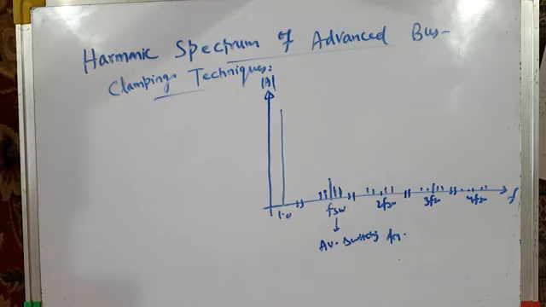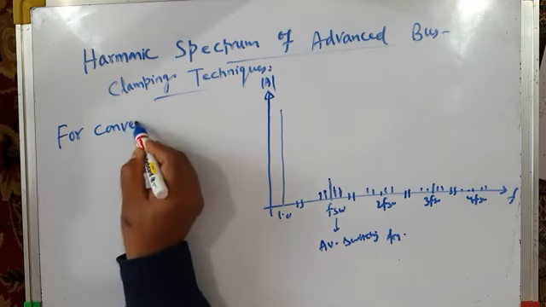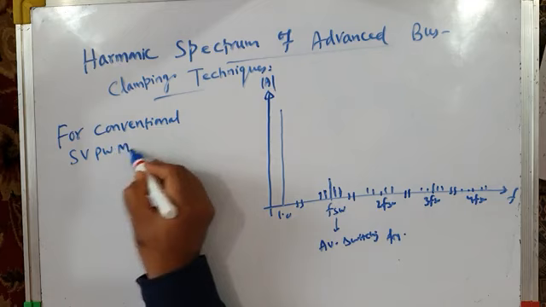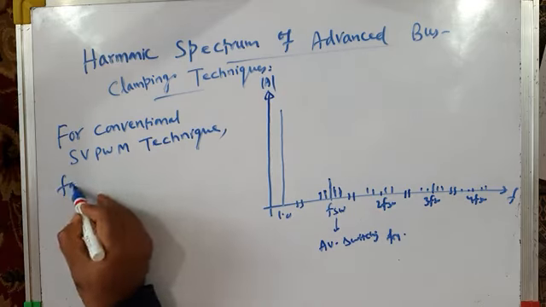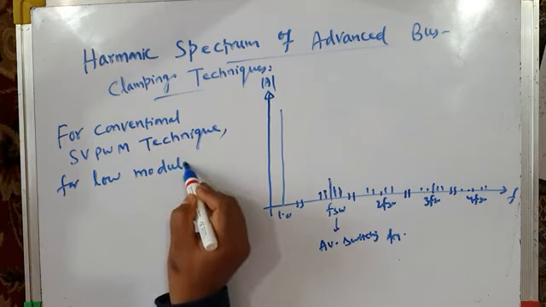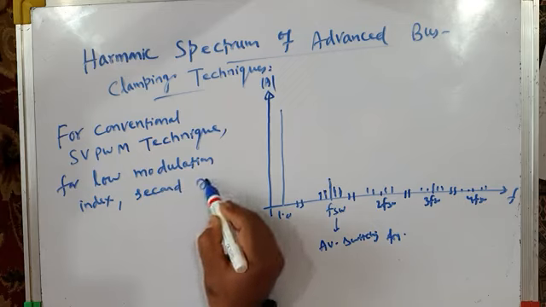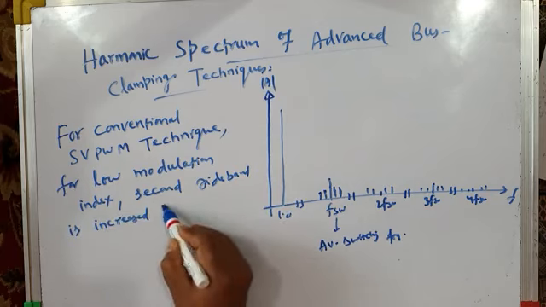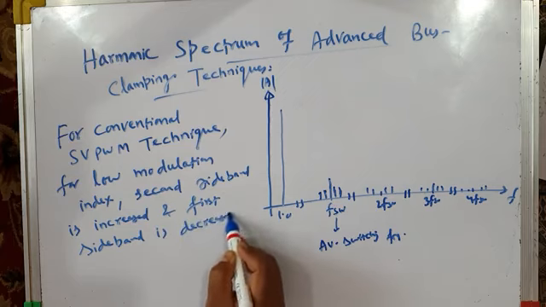Okay. Now let me tell you one very important thing. For conventional space vector PWM techniques, and space vector based bus clamping techniques, you should remember that for low modulation indexes, the second sideband is increased and the first sideband is decreased. This is very important, you have to understand that.